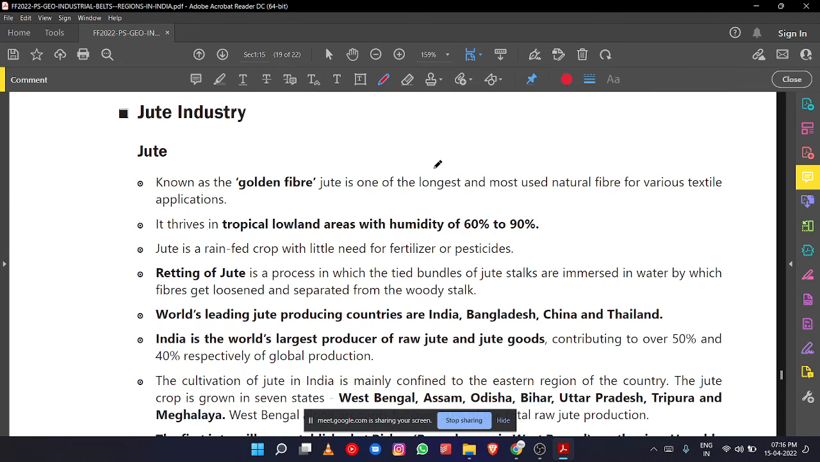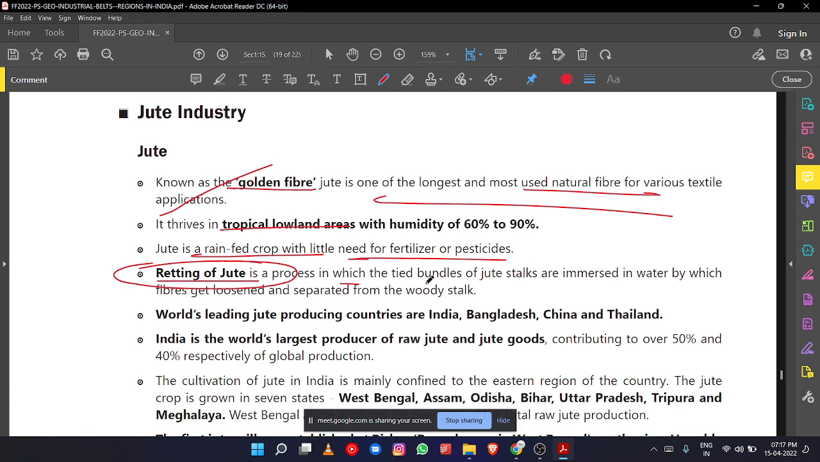If we see the jute industry, jute is called the golden fiber. It's one of the longest and most used natural fibers for various textile applications. It is present in the tropical lowlands, where high moisture content in the soil is required. It's also a rain-fed crop. It needs a little amount of fertilizers and pesticides. Retting of jute is a process in which tight bundles of the jute stalk are immersed in water, by which fibers get loosened and separated from the woody stalk.